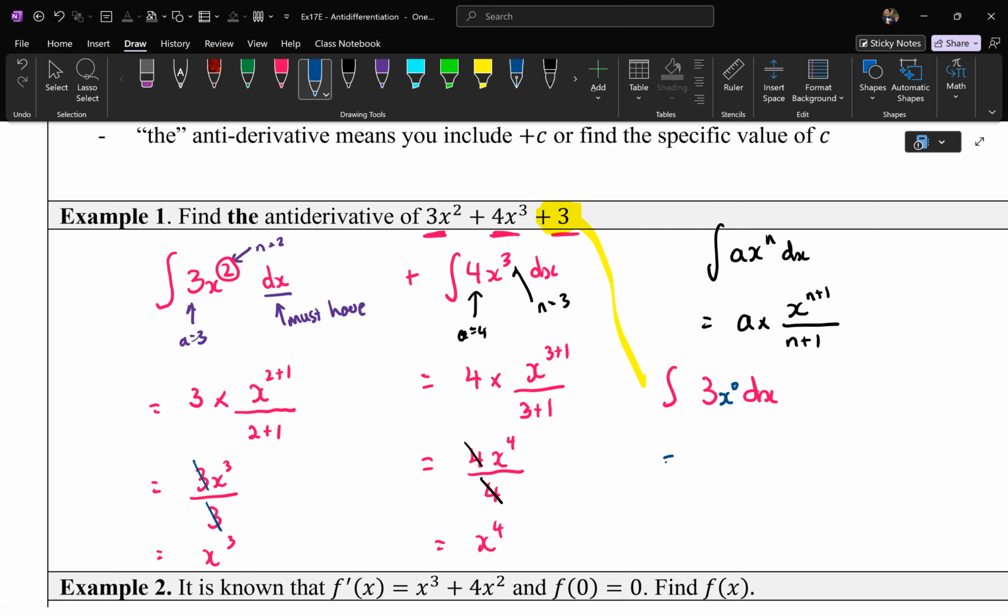Here we go. A is still 3. Power is 0 plus 1 divided by 0 plus 1. See, by just putting in that x to the power 0, it makes it all similar again. And that gives you 3x to the power of 1 over 1, which is really the same thing as saying 3x.